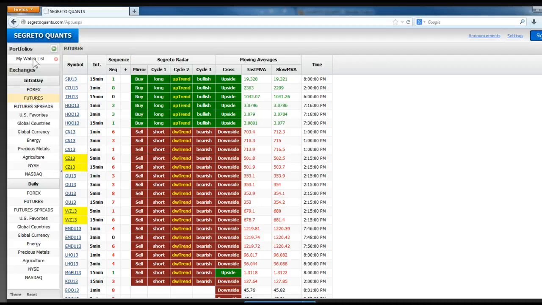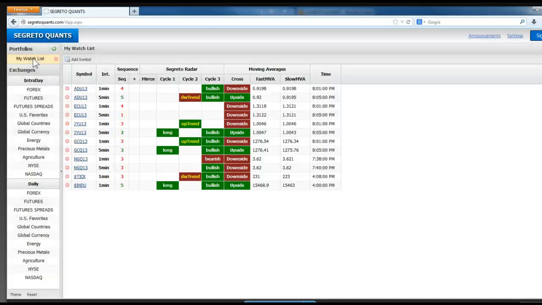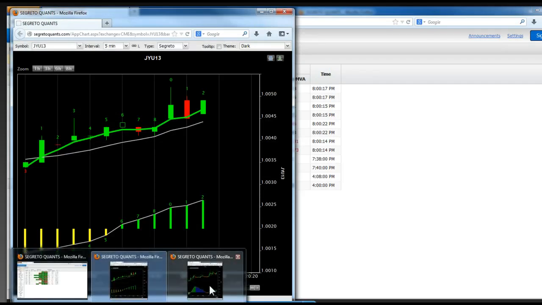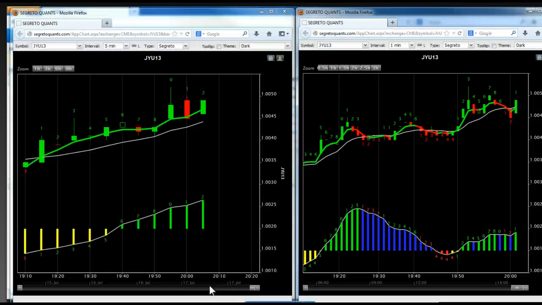So let's go back to my watch list. There's a couple of things that, in order for us to understand how to execute a trade, we need to know what we're looking at. So what I'm going to do now is just bring up the first component, which is to bring up a chart. The way that you bring up a chart on here is you select whichever symbol you want for whatever interval that you want, and then you just click on it. I think I've already done that, and I minimized them. So here's my 5-minute chart for the yen, and here's my 1-minute chart for the yen.